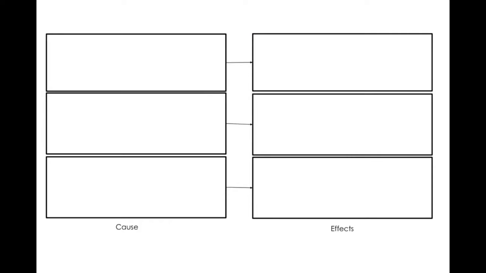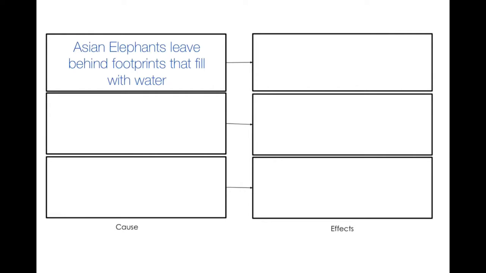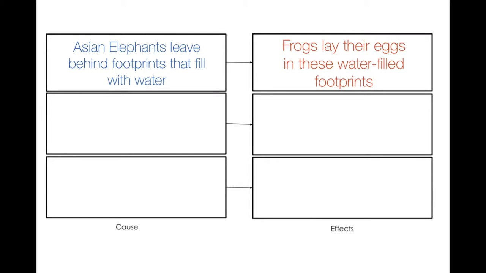When looking back on this article, I know that it was mostly about Asian elephants and how they are a keystone species. So I thought to myself, what are Asian elephants doing? What is happening? And how is that affecting their environment? The first event that the author stated was, Asian elephants leave behind footprints that fill with water. As a consequence, or an effect, frogs will lay their eggs in these water-filled footprints.